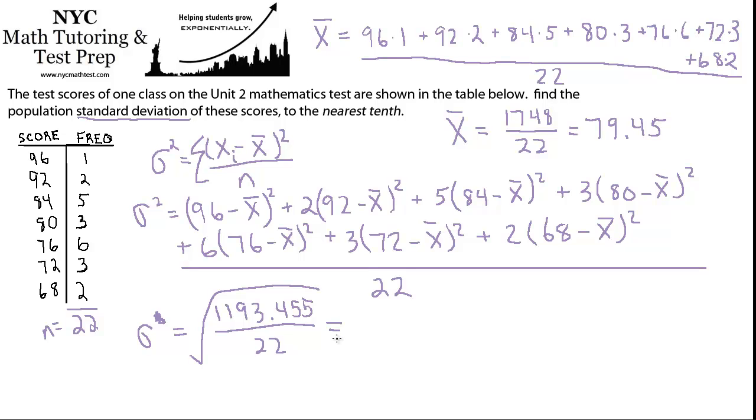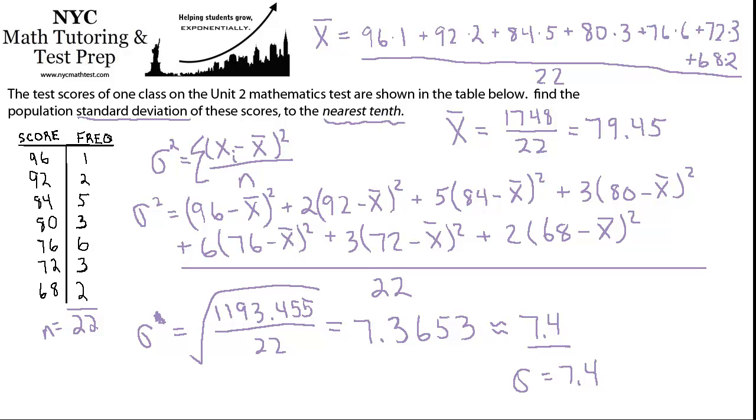And what you'll ultimately get is 7.3653, which is approximately equal to 7.4. And that's how we're going to leave our final answer because they asked to have it to the nearest tenth. So sigma equals 7.4.